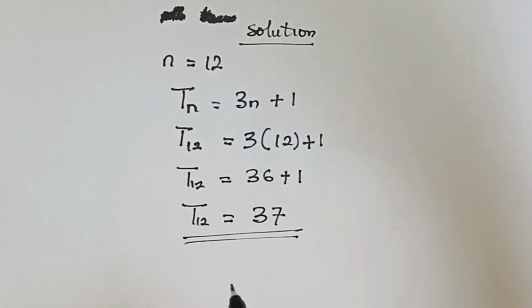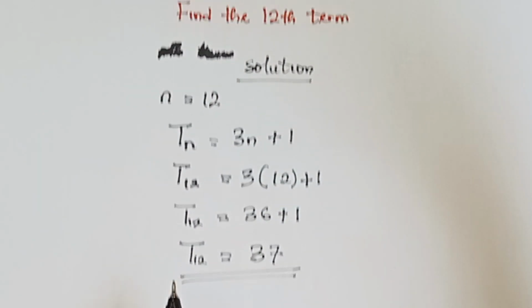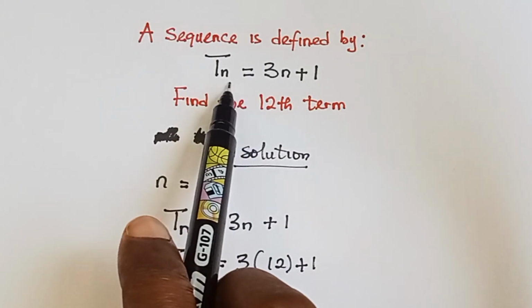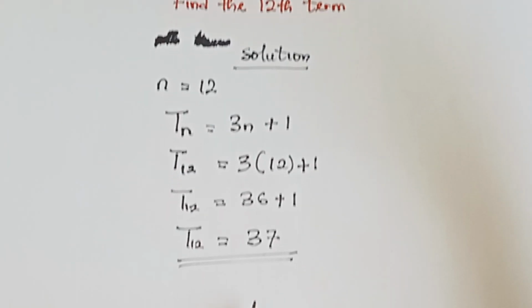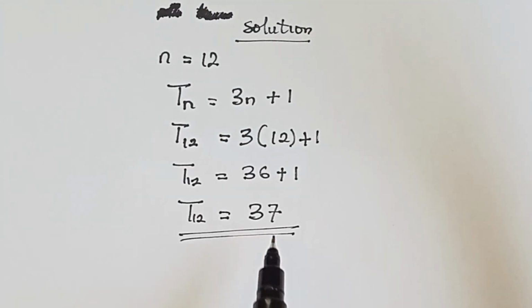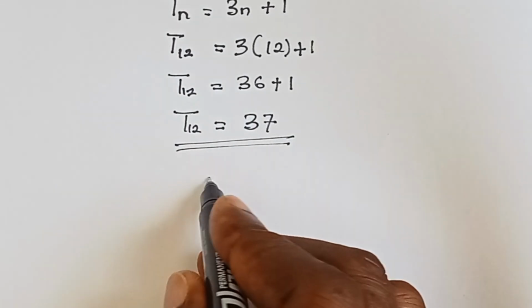All right. So the 12th term of this sequence, which is defined by Tn equals 3n plus 1, is 37. Okay, so now let's try this.